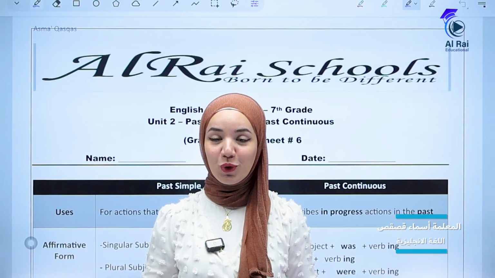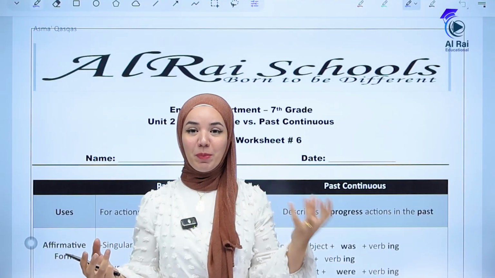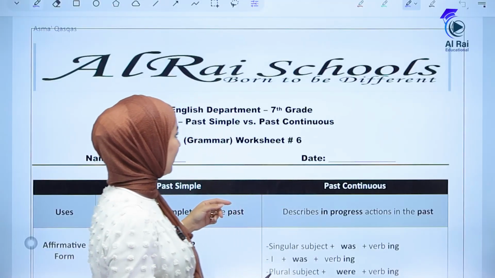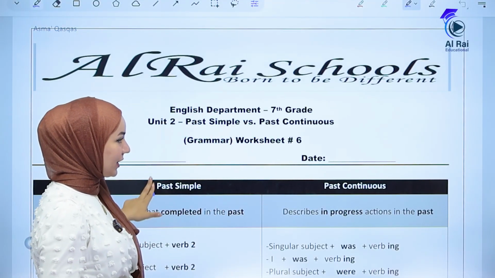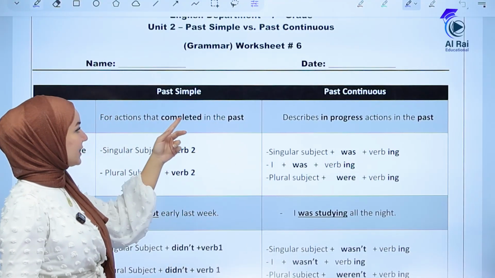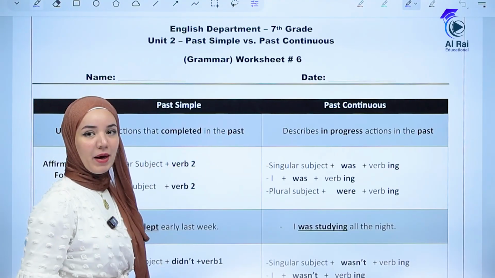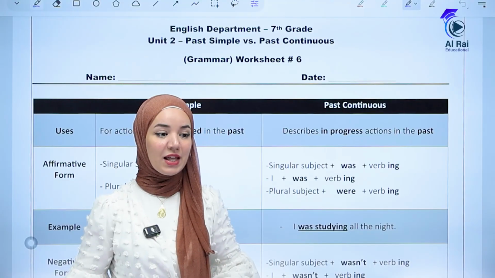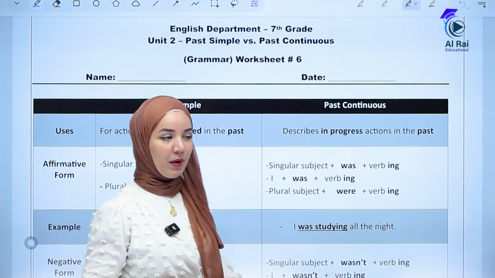Today we're going to talk about how we can use past simple and past continuous in the same sentences. Okay, so let's start. Past simple versus past continuous. At the beginning, as a short revision, we use past simple for actions that completed in the past. So we use past simple to talk about finished actions in the past.